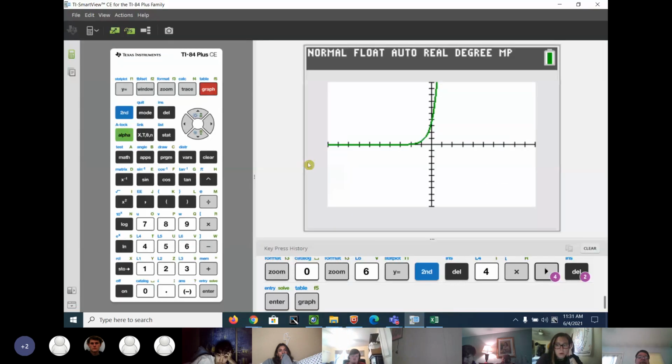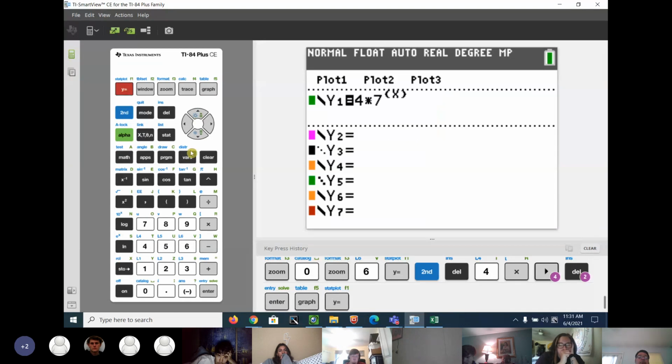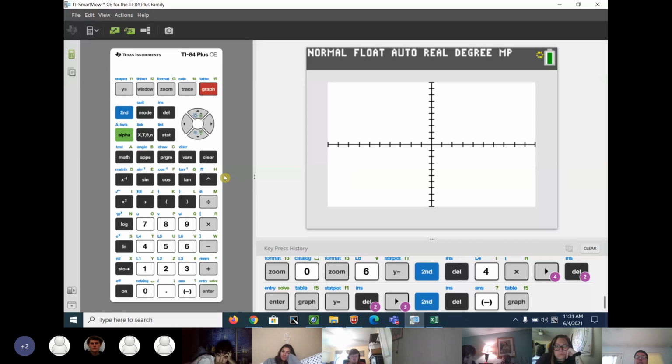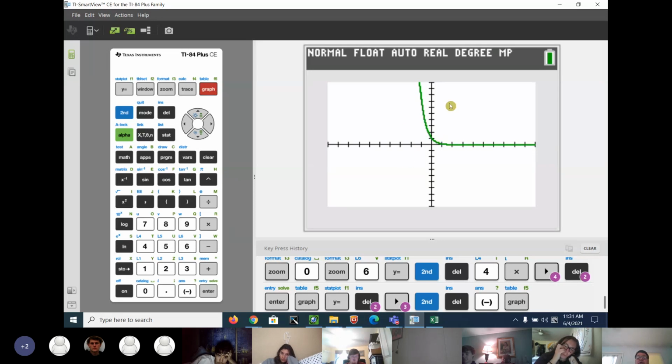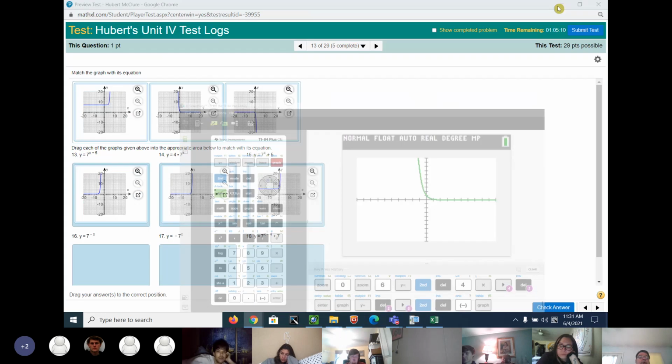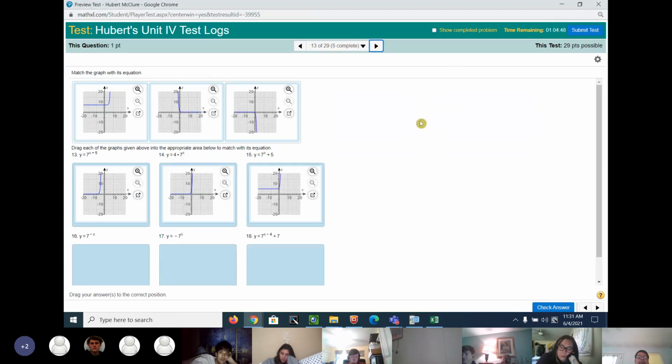7 to the negative x. Y is equal, delete, 7 to the second insert, negative. There it is. Crossing at 1. That's what I thought. So which one crosses at 1? Looks like that one. Negative 7 to the x, I believe, would be this one.